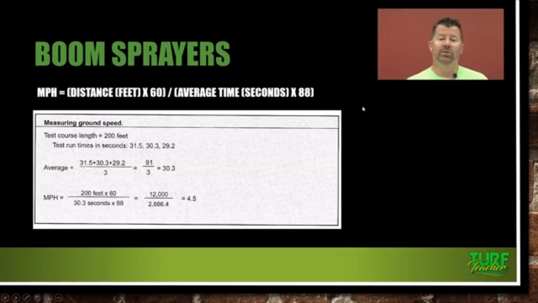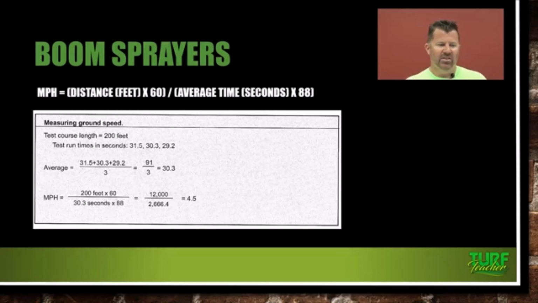So here, we're measuring ground speed. We have a total course length of 200 feet. Test run times are 31.5, 30.3, and 29.2 seconds. We average those together, divide by 3, and that gives us 30.3 seconds. So the miles per hour is 200 feet times 60, which is 12,000, divided by the 30.3 seconds times 88, which is 2,664.4, and it gives us a 4.5 ground speed. Our miles per hour is 4.5, and they were saying between 3 and 5 in that previous slide.